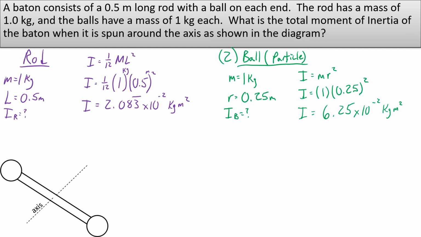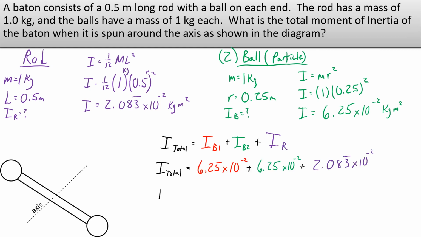Okay, so the problem asks, what is the total moment of inertia? So the total moment, I total, is equal to, we said it was one of the balls, I ball 1, plus the second ball, I ball 2. They're identical, so we were lazy and didn't calculate exactly the same thing twice. But in this case, that's okay. Plus the moment of inertia of the rod. So I'll just plug in the numbers and you just add them all up. So the total moment of inertia is 0.14583 repeating, which is 1.46 times 10 to the negative 1 kilogram meter squared.